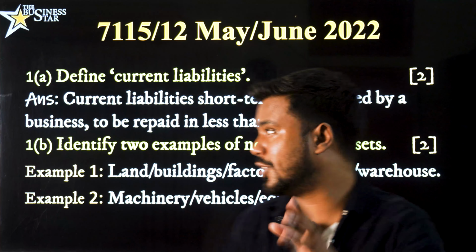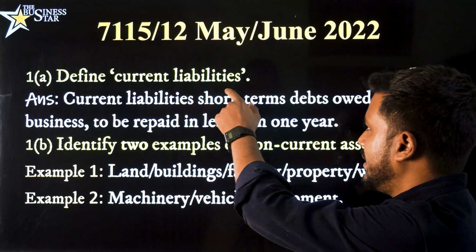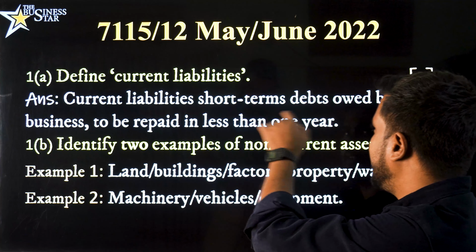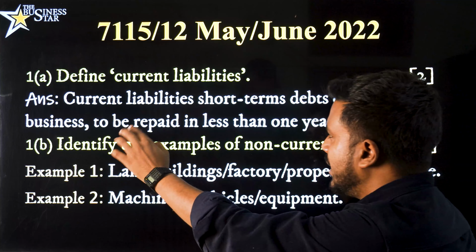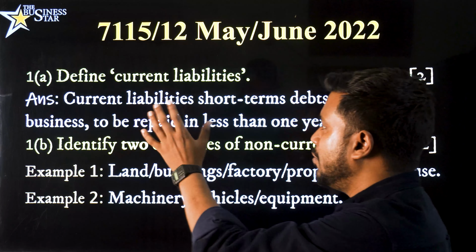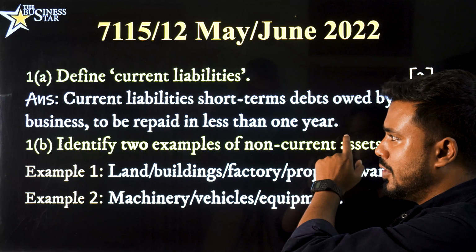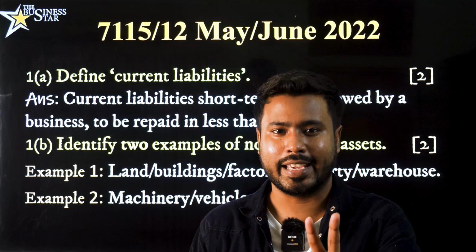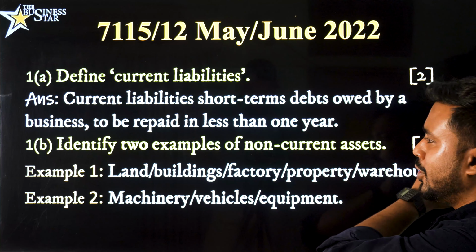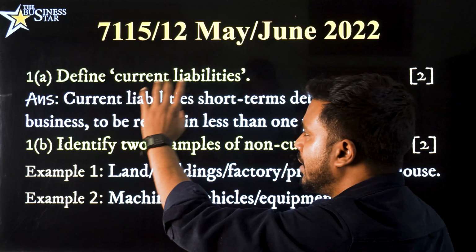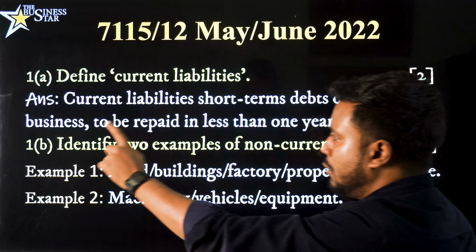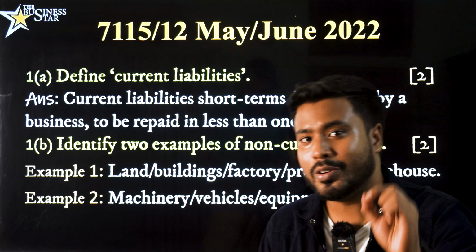Moving on to the first question, which is: define current liabilities, and this is of 2 marks. So the answer is: current liabilities are short-term debts owed by a business to be repaid in less than 1 year. So since these are current liabilities, we have to pay them in less than 1 year. Okay, so this is question number 1A. 1B is: identify 2 examples of non-current assets. This is also of 2 marks. By the way, 1A was of 2 marks, and here we will be only using the knowledge. In 1B, we will also be using only knowledge.